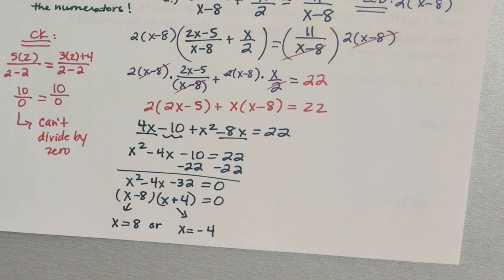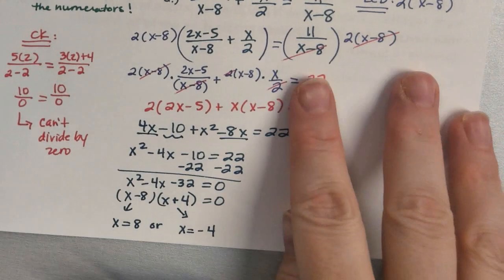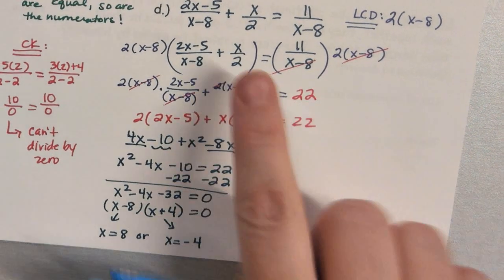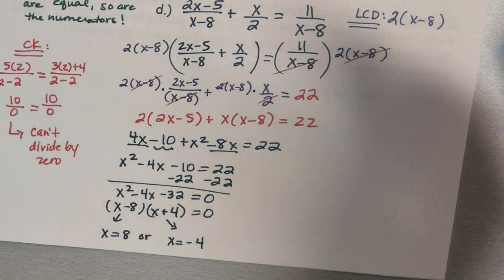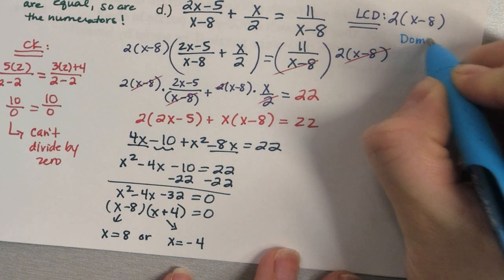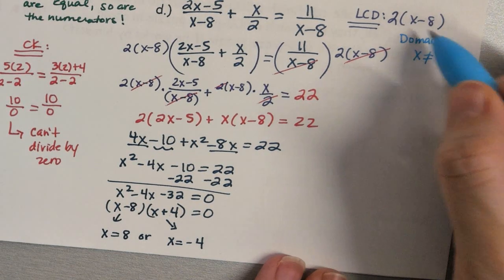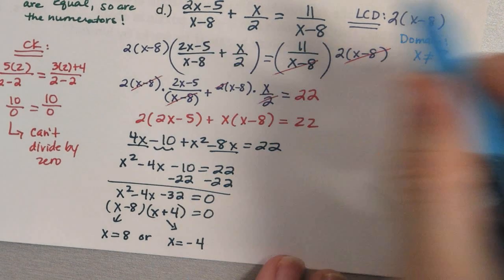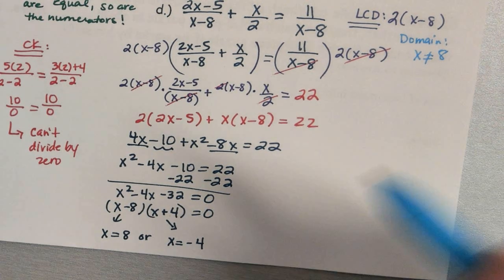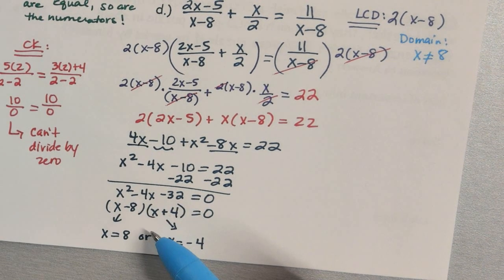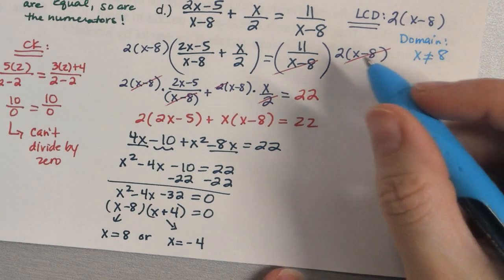And again, let's think about the domain. So remember, your domain is tied to your denominator, right? Because we have a fraction. We know this can't be 0. So the domain tells us that x would not be allowed to be what number? 8. Because if you plug in 8, that would make this 0. So when you're checking this, what's going to happen with one of your solutions? Yeah, it's not going to be possible.